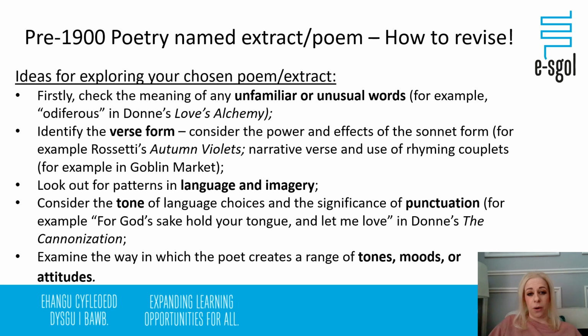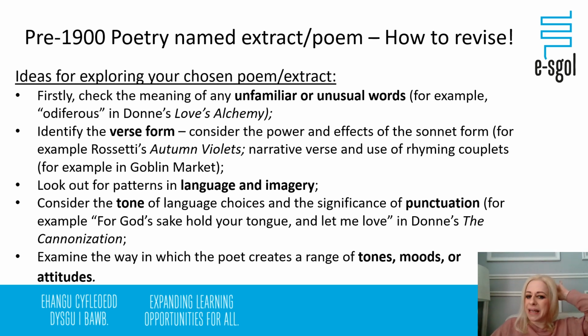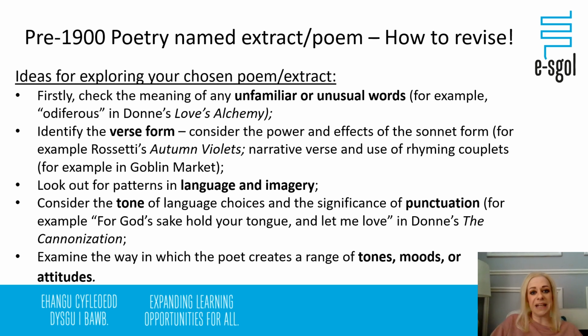You read through that poem and you start to look for certain things. So firstly, once you've read the poem, you need to check the meaning of any unfamiliar or unusual words. So for example, Odysseus in Donne's Love's Alchemy, that may be not a word that you're particularly familiar with. Doesn't matter because this is revision. So what we do is we check the meaning of any of these particular unfamiliar words. Note down the meaning in your annotations because this will help you revise later on.